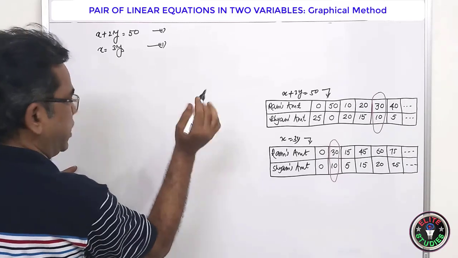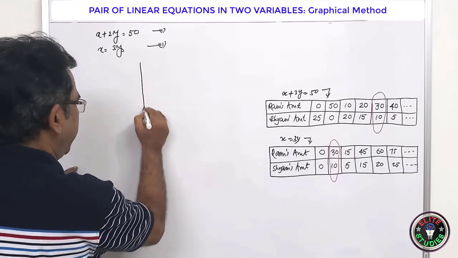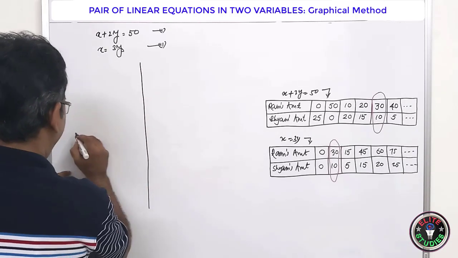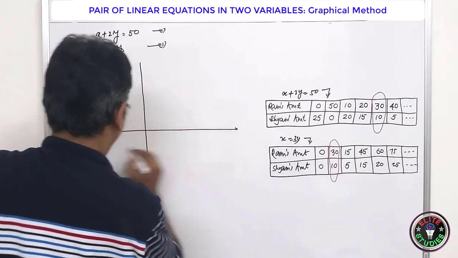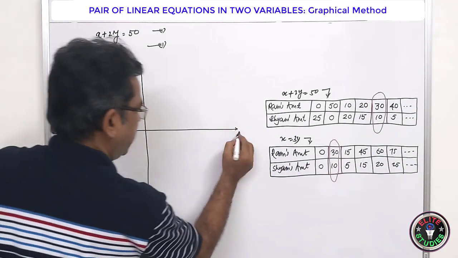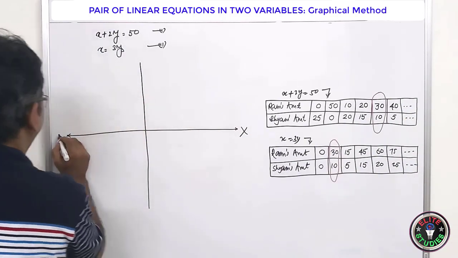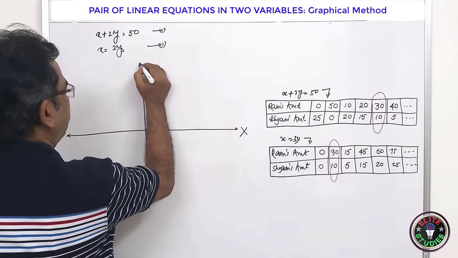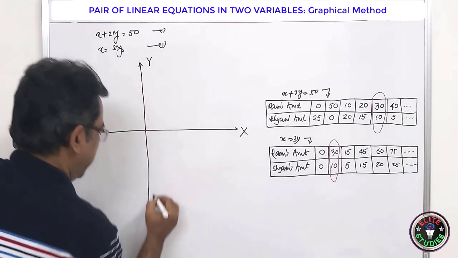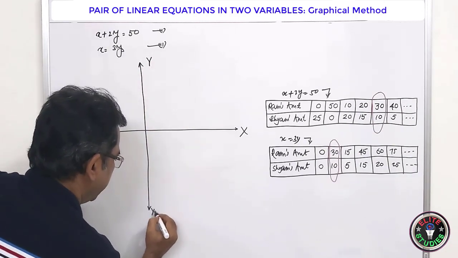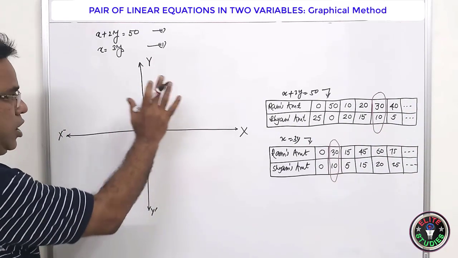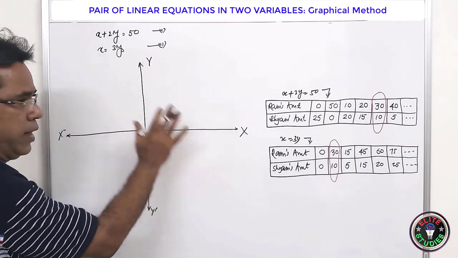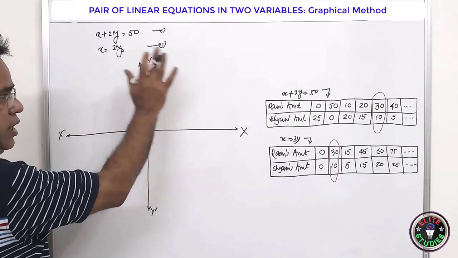Now how do we generally plot? We take a vertical axis and a horizontal axis. This is the positive x-axis and this is the negative x-axis. This is the positive y-axis and this is the negative y-axis. This plane is called the Cartesian plane. Again, I will repeat, this plane is called the Cartesian plane.